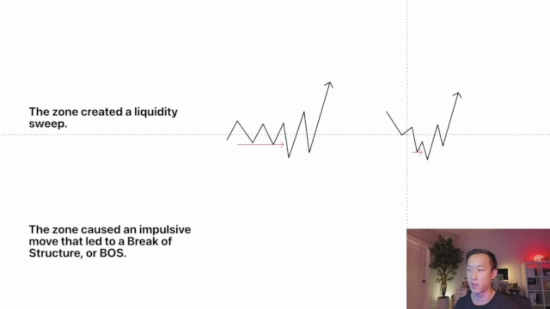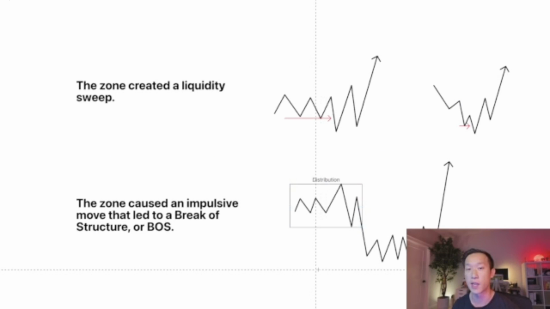Or it can look something like this, where we're trading lower lows, lower highs, lower lows, lower highs, and then we trade a little bit lower, and then we reverse direction. So that's going to be a manipulation of the previous lower low. So the second thing is that the zone caused a move that led to a break of structure, or BOS.